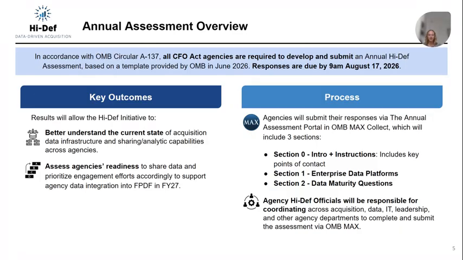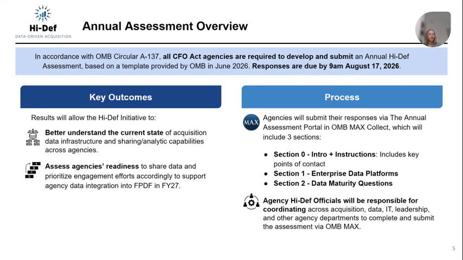To overview the process, agencies will submit their responses via the annual assessment portal in OMB Max Collect, inputting their responses to each of the three sections listed below. Jumping down, each agency's designated High Def official will be responsible for coordinating across acquisition, data, IT, and leadership to ensure the assessment is completed and submitted on time, and will ultimately submit via the OMB Max Collect portal.